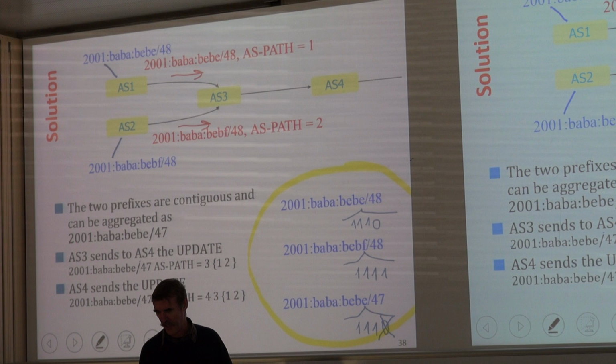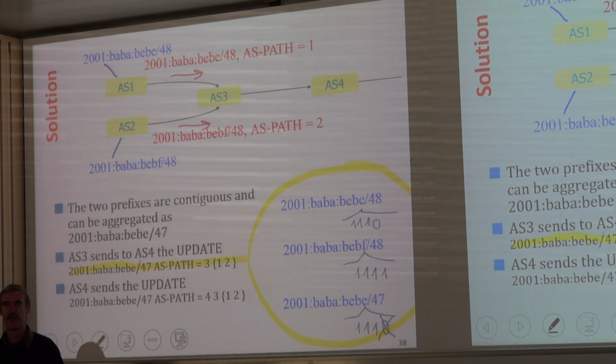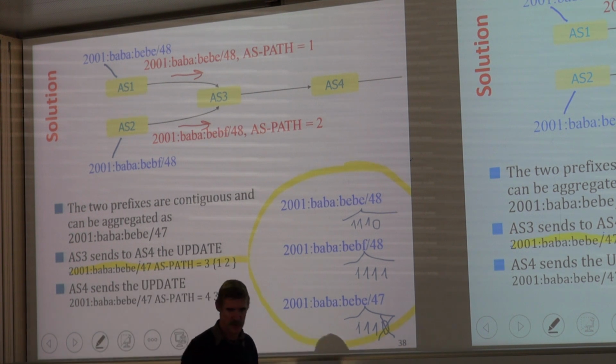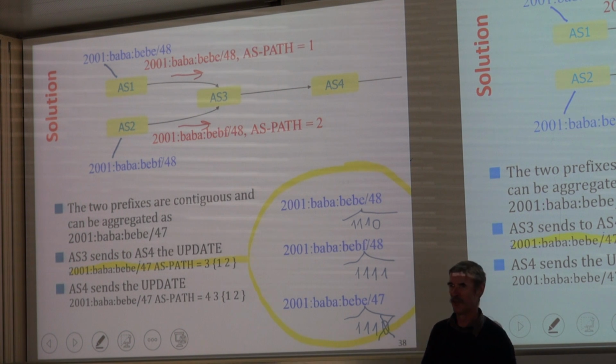So typically, AS3 would send to AS4 this update, this aggregated path. And the AS path is 3 followed by 1 or 2. This is how BGP makes aggregation possible.